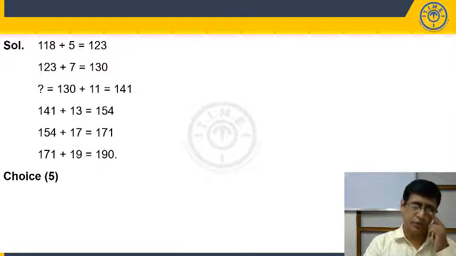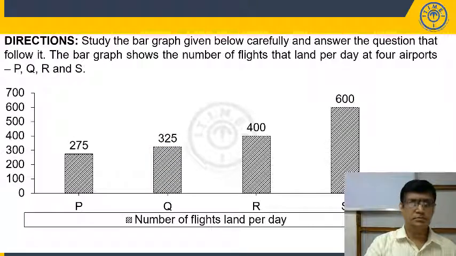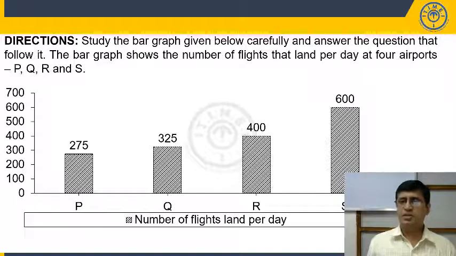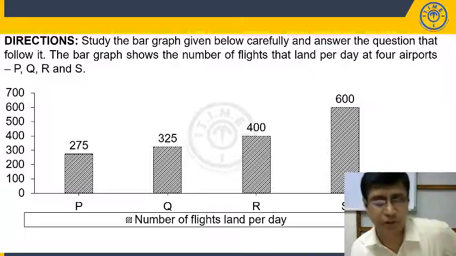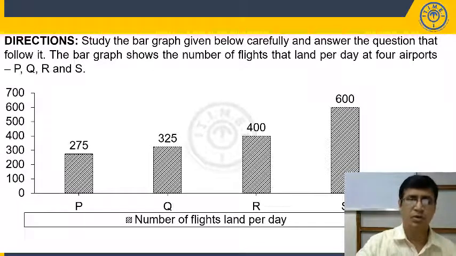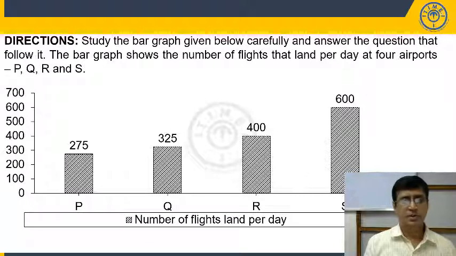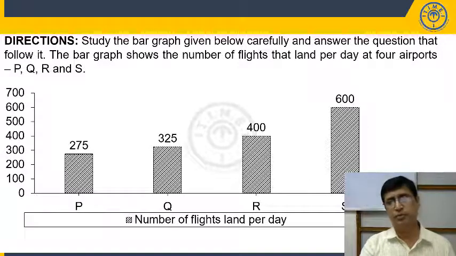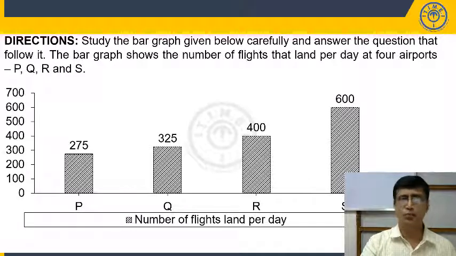Now look at the solution. Yes, my dear students, this is one more set of data interpretation by using the bar graph. Now read the directions carefully and study the bar graph. Answer the questions that follow. The bar graph shows the number of flights that land per day at 4 airports, P, Q, R, and S.